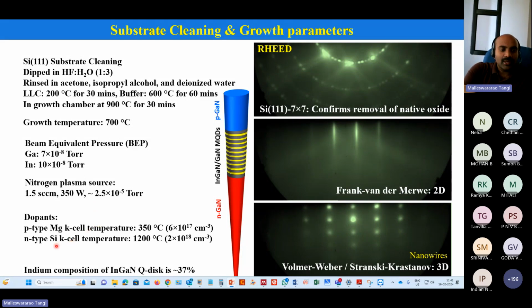And the dopants are magnesium and silicon. Magnesium is evaporated using a low temperature effusion cell, whereas silicon is evaporated using a high temperature effusion cell. And the indium composition in the active region is around 37%.